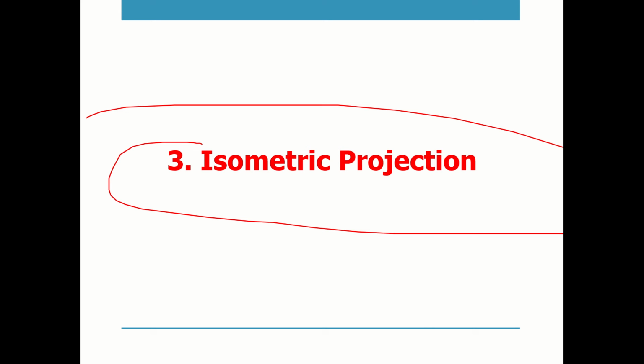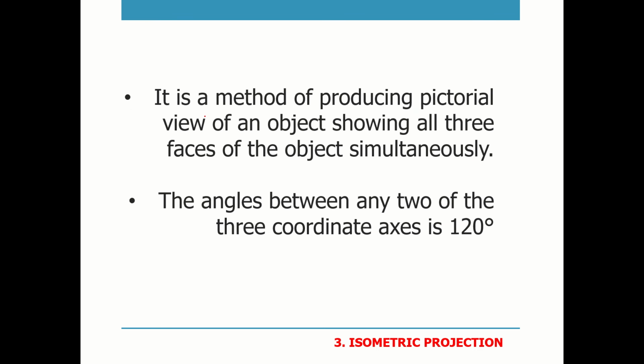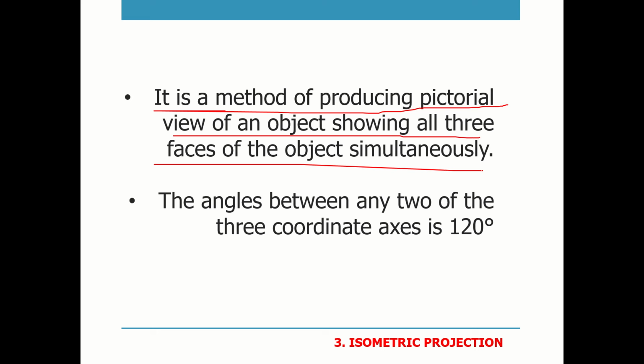Okay, so we have seen what is orthographic projection, which is nothing but converting the 3D object into 2D drawings. So first of all we should know how to construct 3D in the first place so that we can convert them into 2D drawings. Isometric projection is one such method which can be used for constructing a 3-dimensional object. It is a method of producing a pictorial view of an object showing all 3 faces of the object simultaneously. What are these 3 sides?